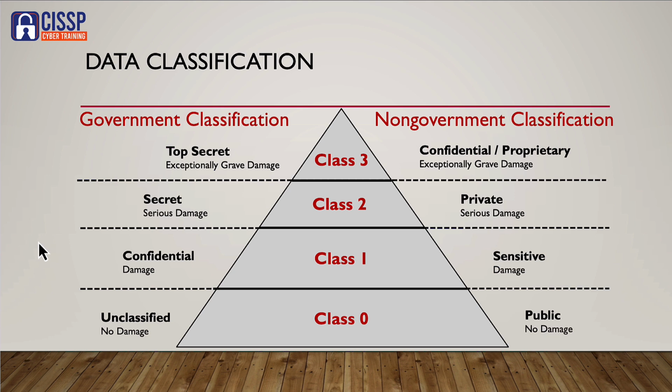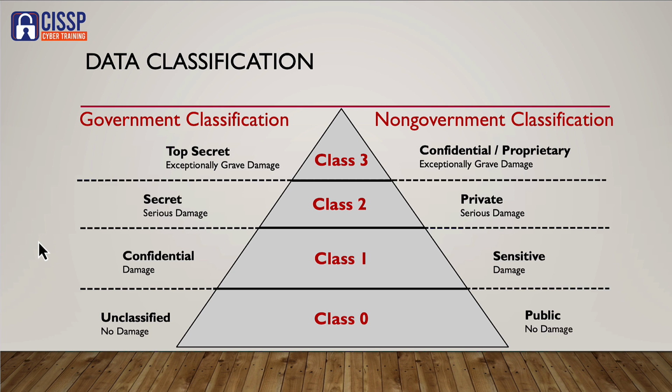But the bottom line is it talks about the pyramid associated with data classification. So you have class 0 through class 3. Class 0, think of it as the foundation of your pyramid, going up to class 1, class 2, and class 3 at the top of your pyramid. If we start at the bottom, at class 0, you have unclassified or you have public.